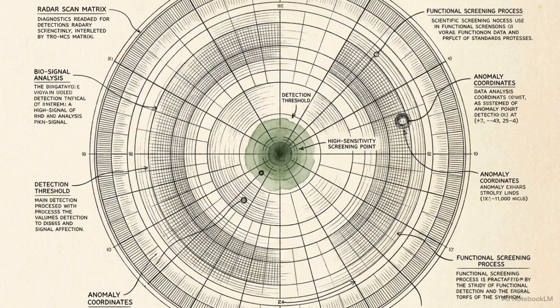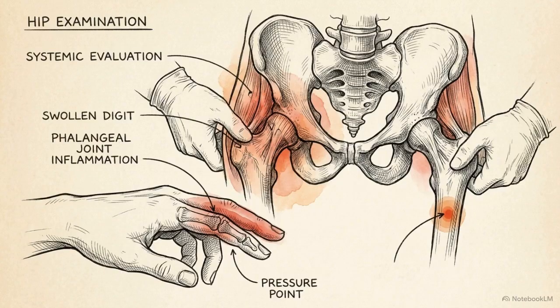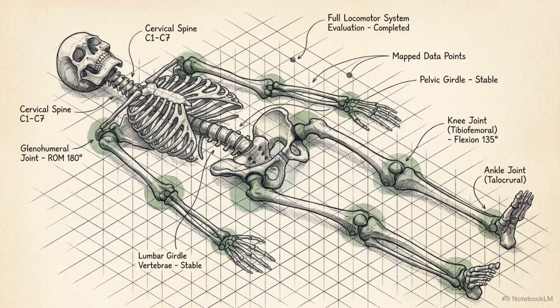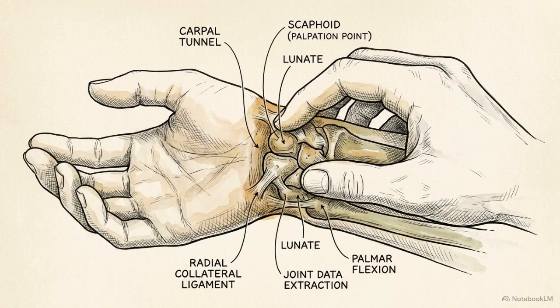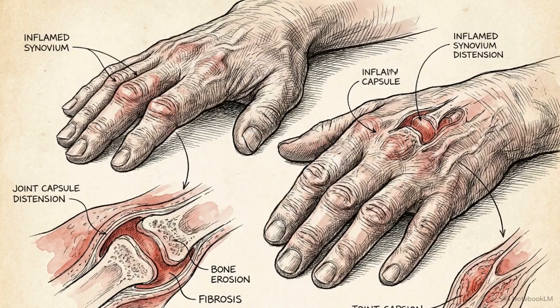GALS operates as a high-sensitivity, low-specificity radar. It ensures that a patient complaining of a sore finger doesn't have a massive, undetected defect in their hip or spine. By systematically scanning the entire locomotor system, the GALS protocol prevents clinical tunnel vision and guarantees the diagnosis reflects total body reality. Once the macro screening detects a functional anomaly, the clinician must zoom in to map the exact location and nature of the localized joint data.